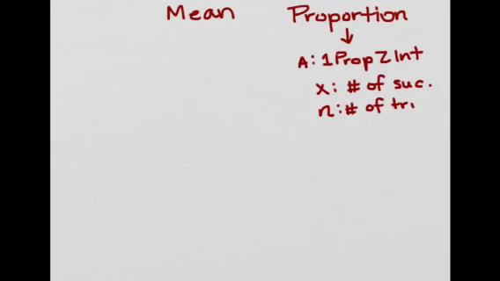So one thing that you want to keep in mind is when you're working with one prop Z interval, and it's X, not X bar, but just a plain X, that X has to be less than N, because you can't succeed more than you try, right? That just makes sense. It actually could be equal to N, but it can't be any more than N. So X has to be less than or equal to N. And that's really important there.